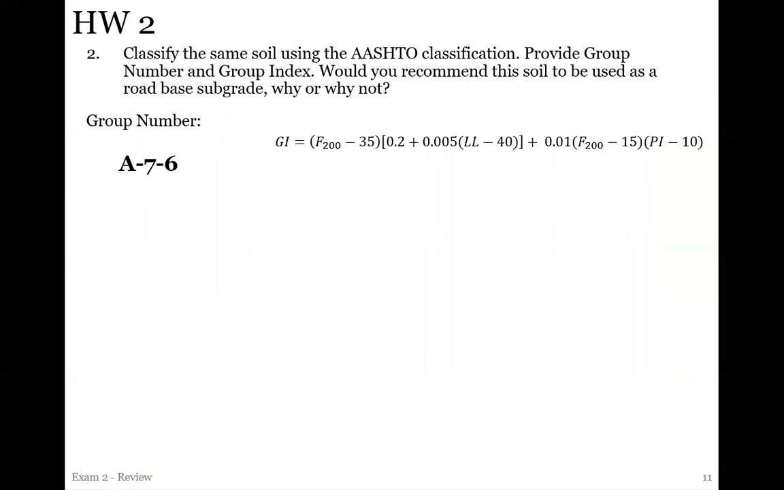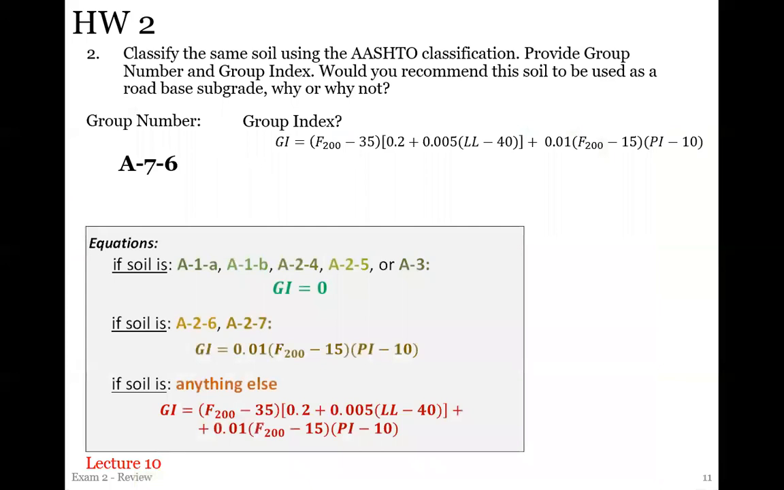Now what we need to do is also include the group index. You remember this is empirically based, which means it's a horrible looking statistical equation. From that, we have this equation, but there are these three cases. If the soil is one of those 5, then our GI is 0. If the soil is of the other type, then we follow this equation, and if the soil is anything else, then we follow that gnarly looking equation down there. So in A76, unfortunately, we have to use this equation.